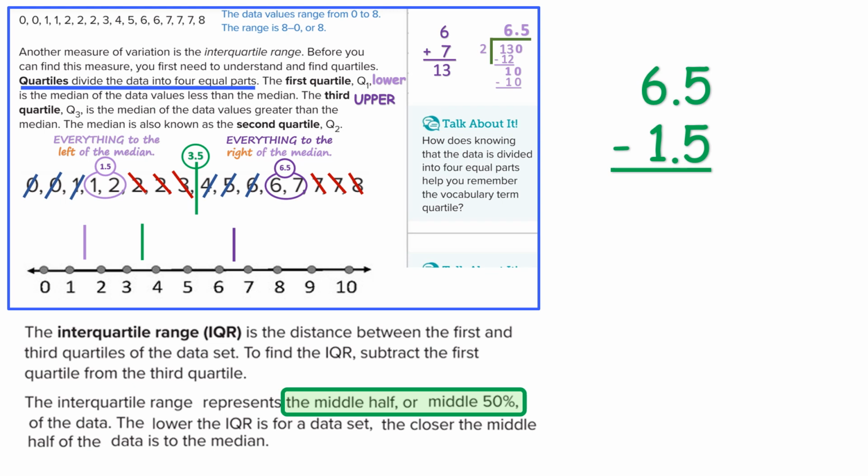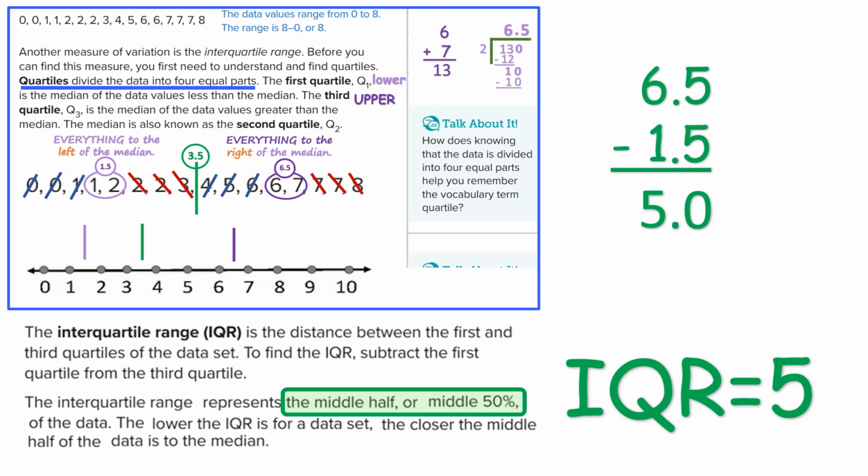When I see that my upper quartile is 6.5 and my lower quartile is 1.5 and I subtract those, then what I'm seeing is that I have an interquartile range, right? So the distance from the highest to the lowest is 5.